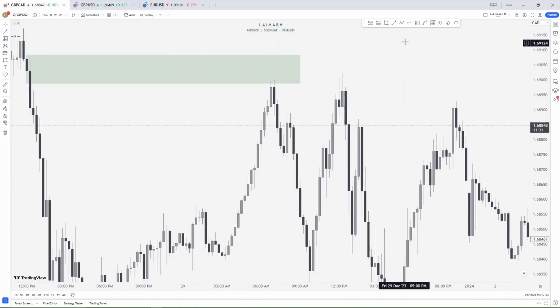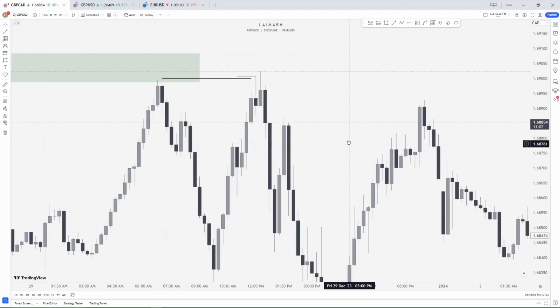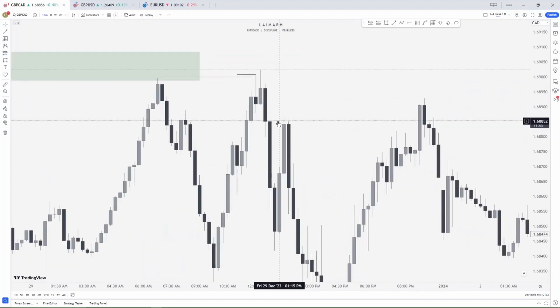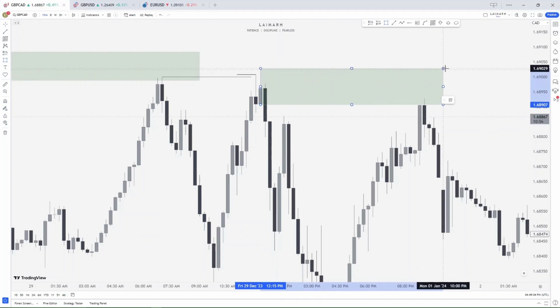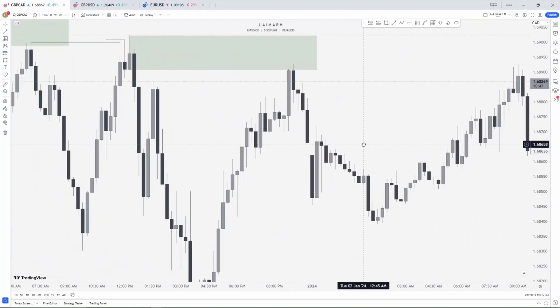Let's see what happened over here. Price came, took liquidity from this candle, and took liquidity from this candle as well. You can see it over here. Price moved rapidly to the downside. Look at what happened. Price already mitigated the imbalance and moved away, but look at what happened after that. Price came to this order block. After the imbalance was mitigated, price came back to mitigate this order block and move to the downside.